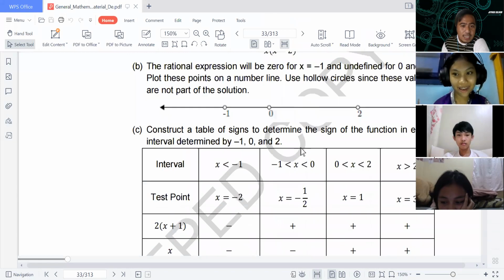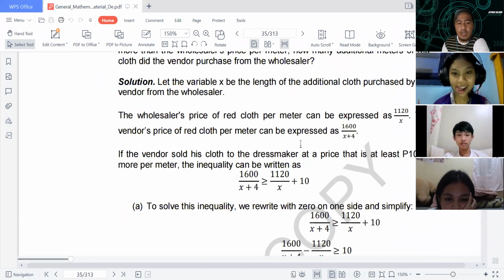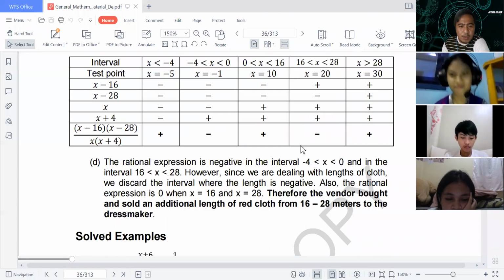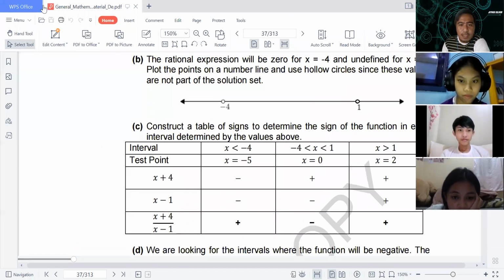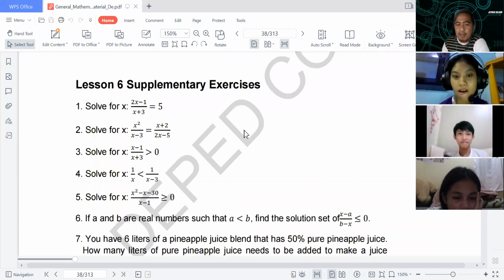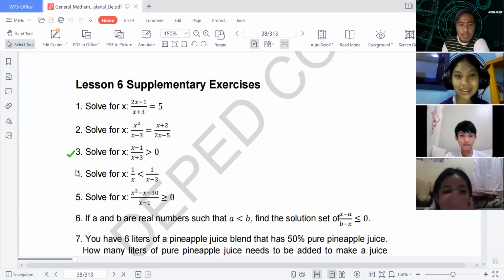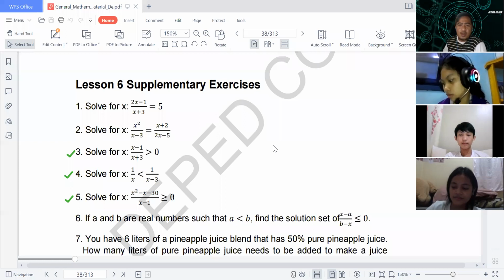Okay? So for you to study in advance, I want you to answer this one. You do not need to submit it, but I want you to study it in advance. I will be asking many of you next meeting about how to answer this one. Number 3, number 4, and number 5. Just remember the steps, and I think you know what the steps are.